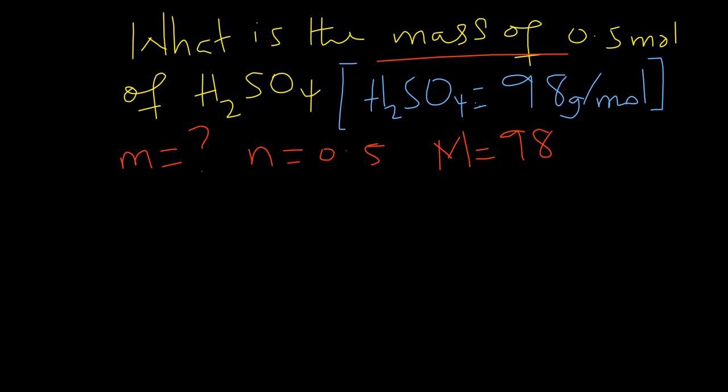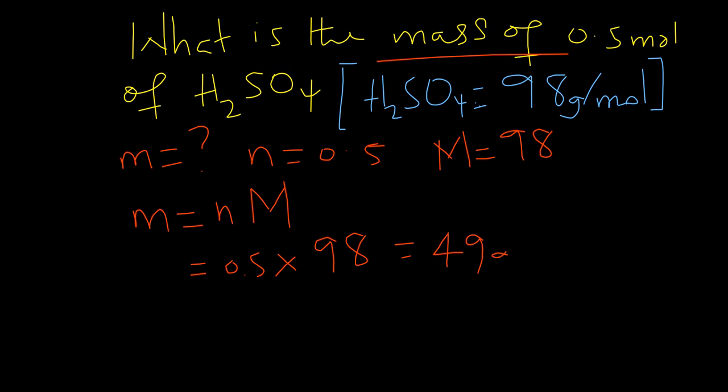Remember, mass will be equal to the mole times the molar mass. You know the mole is 0.5, so that will be times the molar mass of 98 gram per mole. When you do the math, what are we going to get? 0.5 times 98 gram per mole. That will give us 49 grams. What it means is that the mass we are looking for is 49 grams of H2SO4, sulfuric acid.